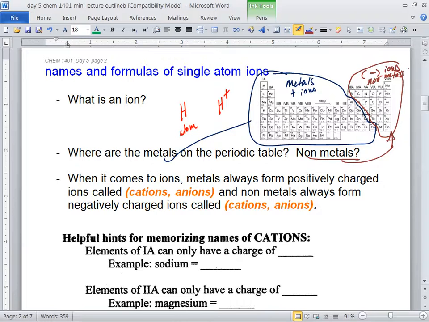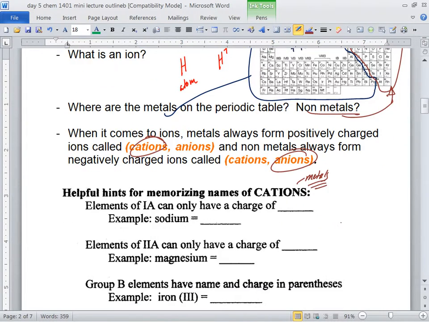Okay, so when it comes to ions, Ashley, metals always form positively charged ions. But what do we call them? Cations. And then nonmetals always form negatively charged ions called, everybody? Anions. Okay, so just remember the metals versus the nonmetals. That's really going to help us out here. So let's start out with the metals. How do you name these atomic metals, all these cations?